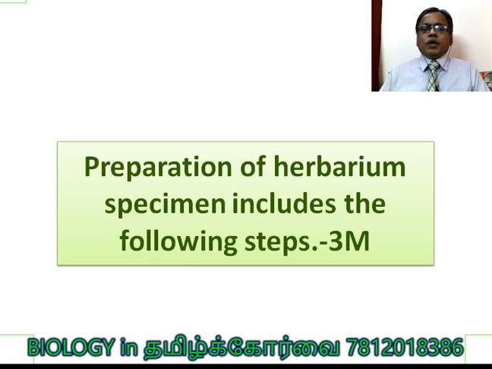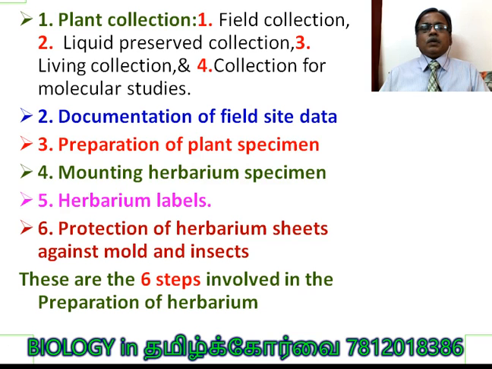Preparation of herbarium specimen includes the following steps. This can be asked in a 3 mark question because it consists of 6 steps. By writing each step you can get 1.5 marks. First one is plant collection. Under plant collection there are 4 types given. One is field collection, second is liquid preserved collection, third is living collection, and the last is collection for molecular studies. So this is one step, plant collection.